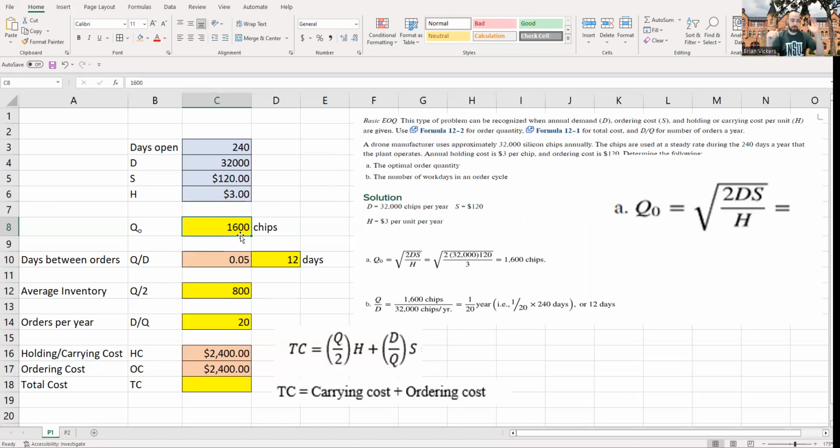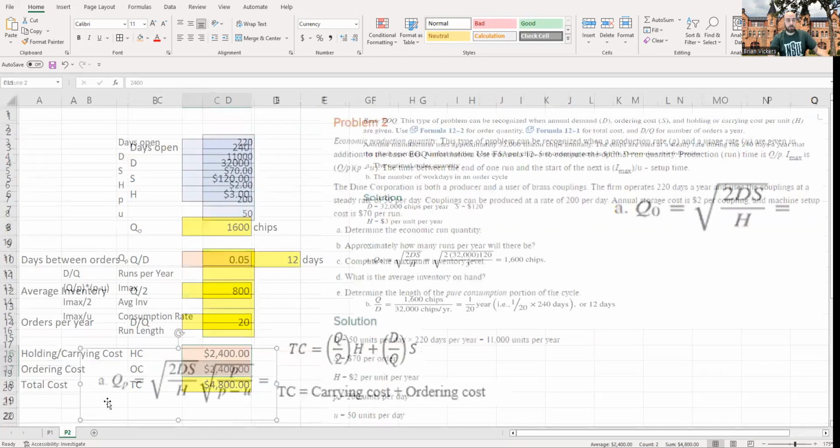So your total cost will be the holding cost plus your ordering cost, or carrying cost plus ordering cost. Either name's good there, holding or carrying. Those two things added together give your total cost of ordering, and they're the same number twice. So 2,400 twice is 4,800. And that would be the solution to all of these problems if we were doing it by hand. Now, this is not true of EPQ models.